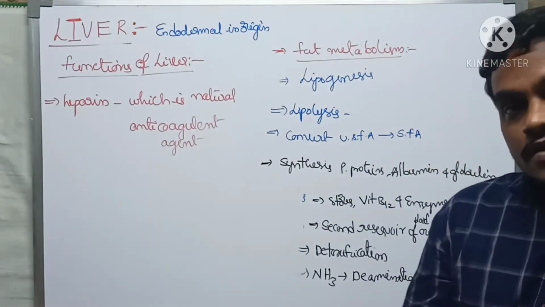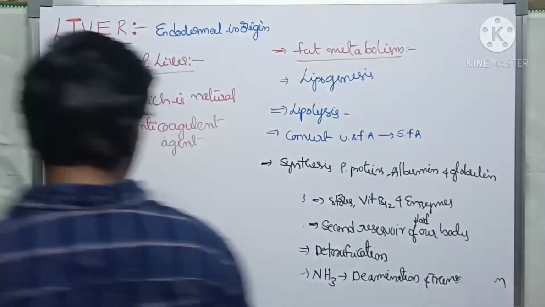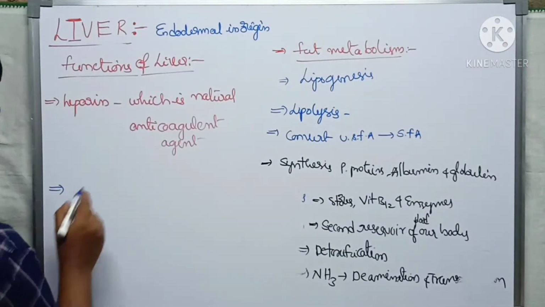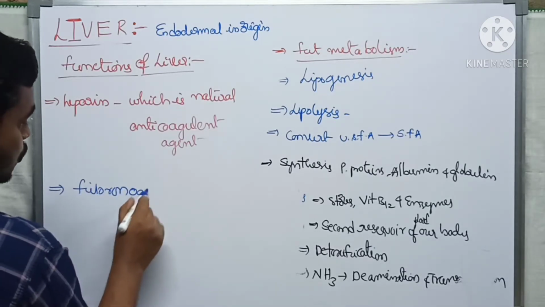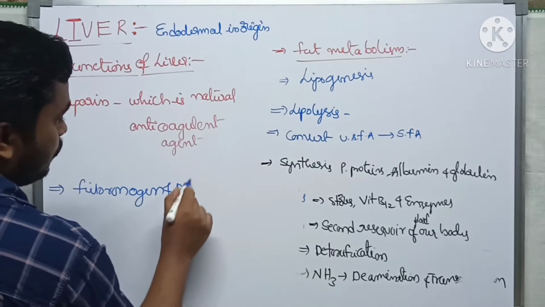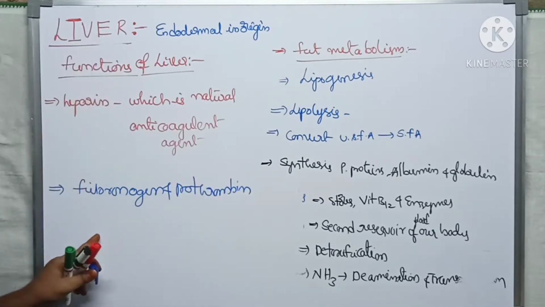The liver also synthesizes some coagulating factors. Those coagulating factors are helpful for the clotting of blood. One is fibrinogen and prothrombin, which is secreted from the liver.